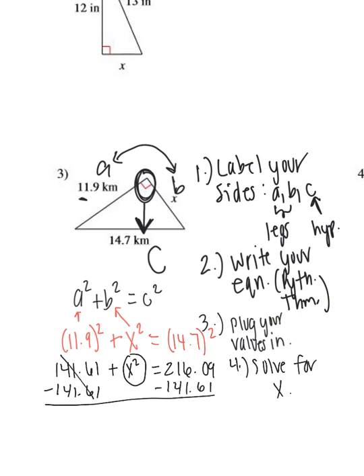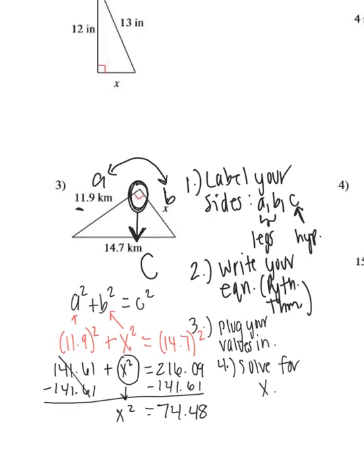So over here, that cancels out. Then I'm going to do 216.09 minus 141.61, which is 74.48. And then over here, I still have x squared.